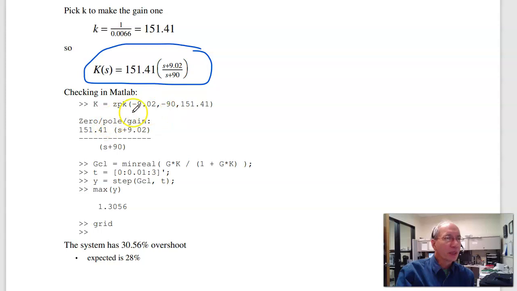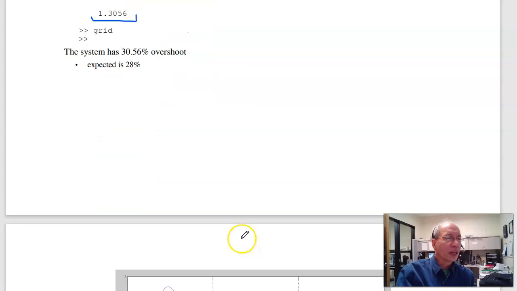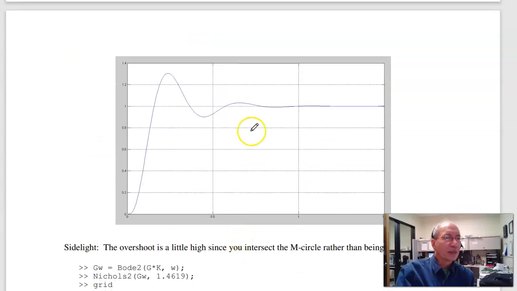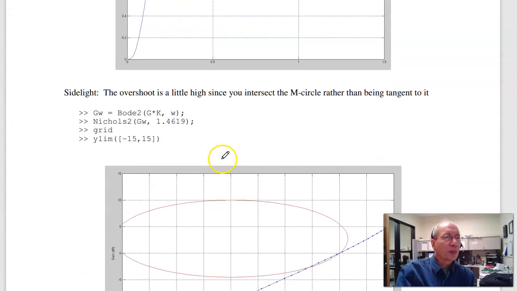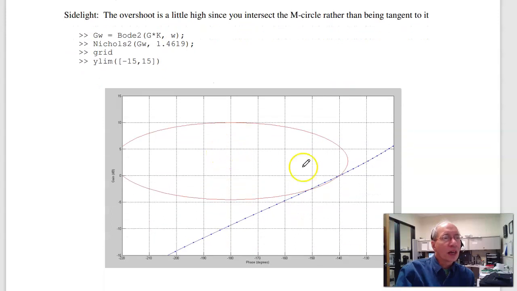Checking in MATLAB, here's your K, form the closed loop system, find the step response. I should have 28% overshoot. It's a little bit high. Again, that's because I hit the M circle. If there's your overshoot, plot the Nichols chart, I kind of see here's your G times lead. I intersect the M circle right here and go slightly inside. So the resonance is slightly too high, the overshoot slightly too high. That's, again, what you get when you design for phase margin.